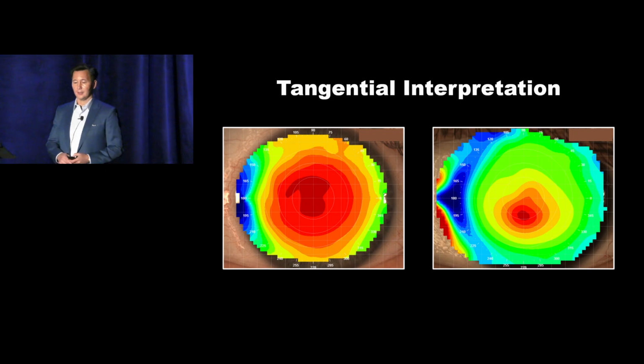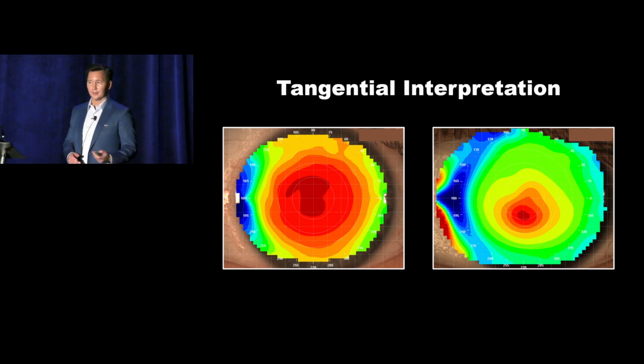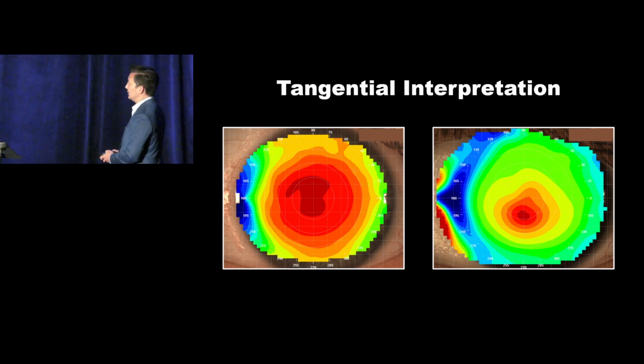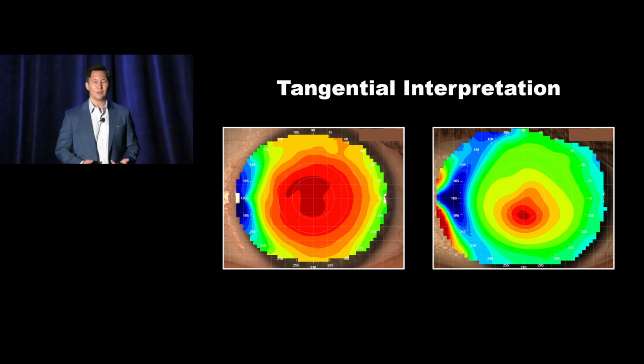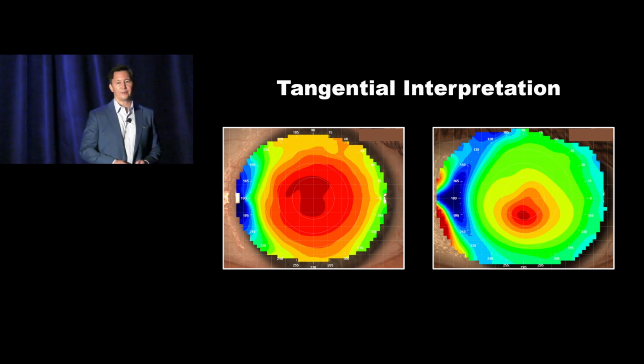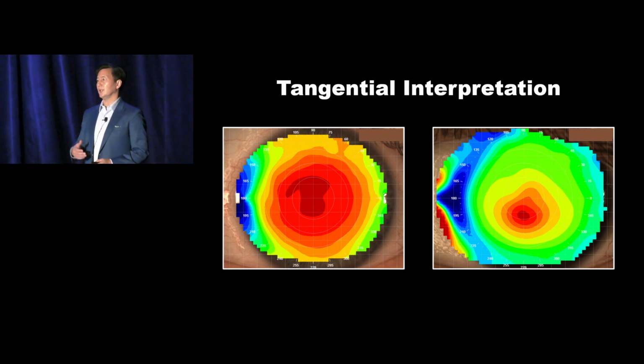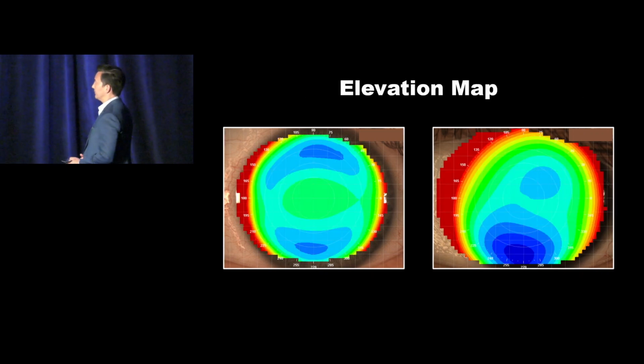In the more normal eye on the left side, what you might learn from the tangential map in this case is where is the periphery that your lens will land and find its equilibrium. So really in your baseline analysis, I don't use the tangential very often, unless it's in an irregular cornea, post-surgical cornea. These are the kind of cases where you might be using it.